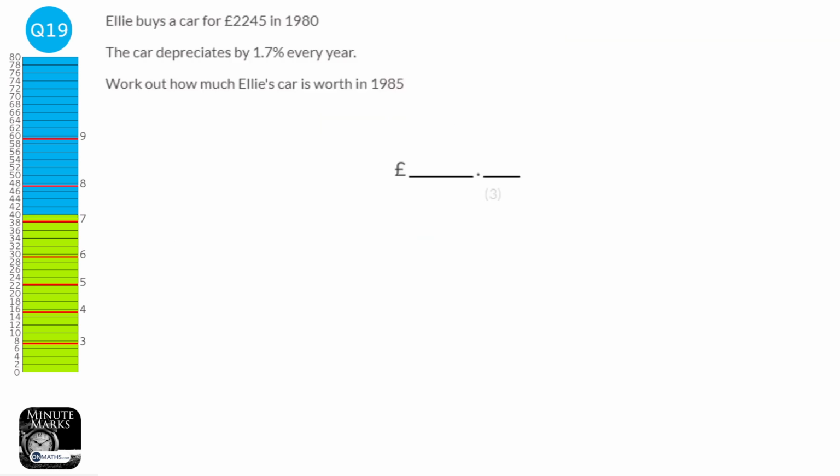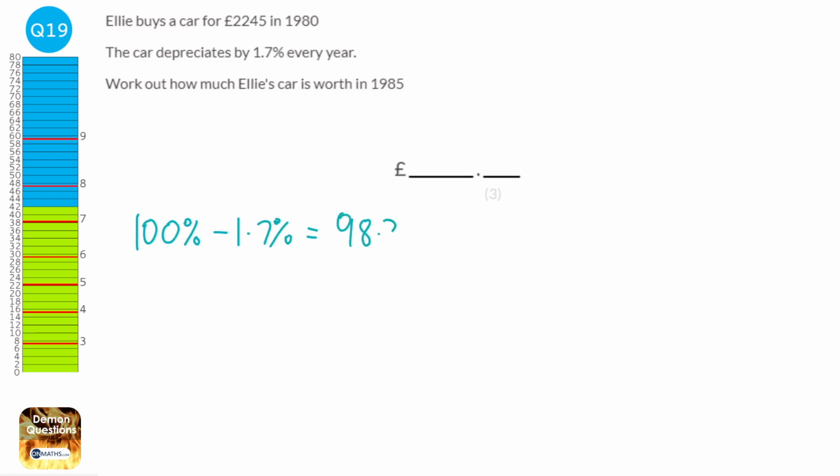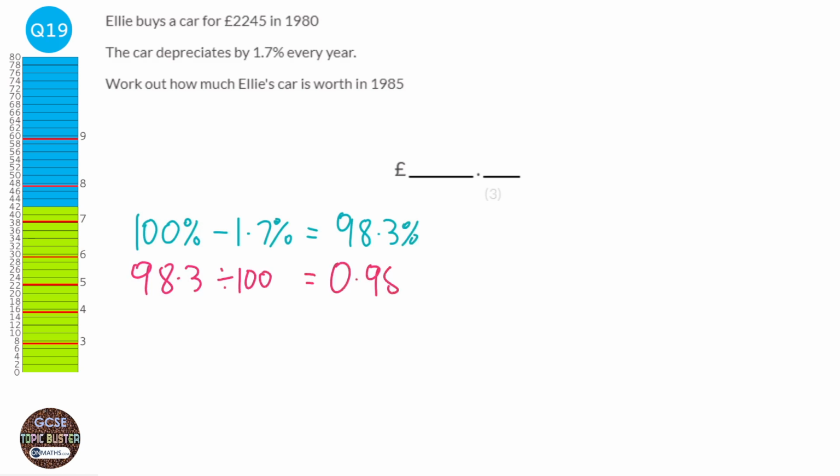So we're going to start off with 100%, and it says that the car depreciates. That means goes down by, so it goes down by 1.7% every year. So we do 100 take away 1.7, which is 98.3, and that's percent. And we want that as a decimal, or as a multiplier we call it. And so we just divide it by 100 to make it into a decimal, 0.983. And that's our multiplier.